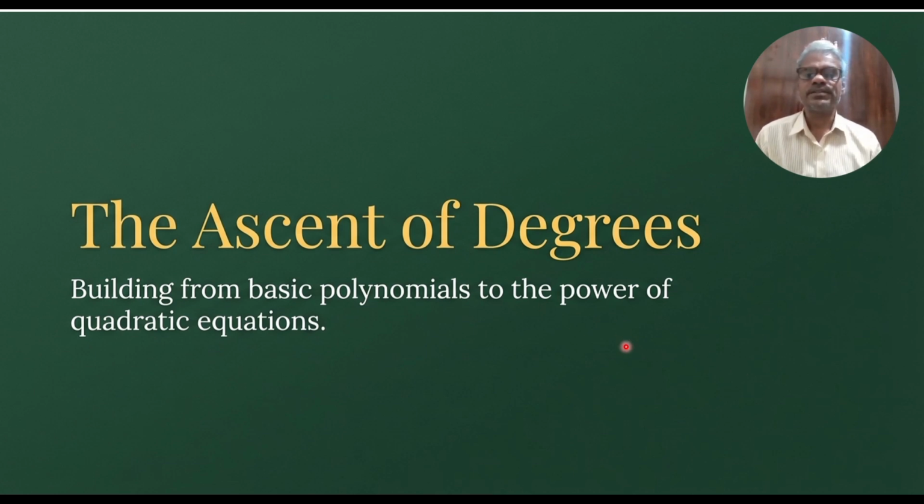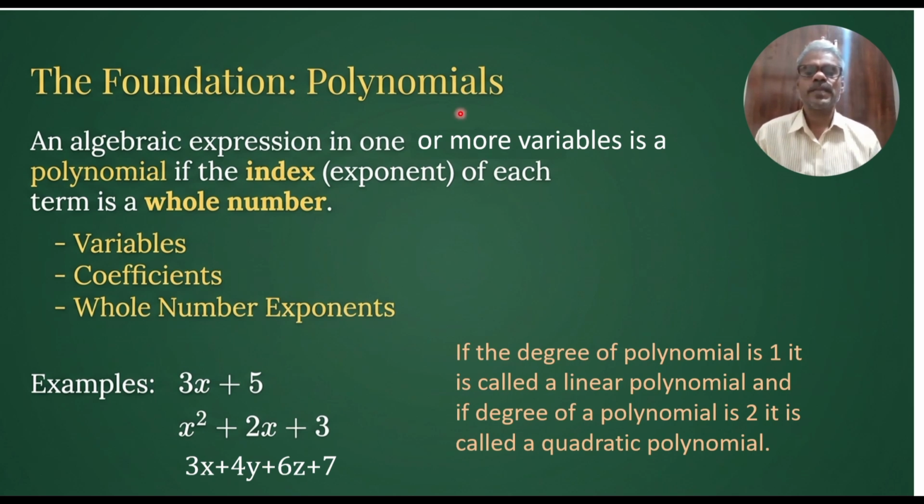The ascent of degrees, building from basic polynomials to the power of quadratic equations. The foundation of polynomials. An algebraic expression in one or more variables is a polynomial if the index, exponent, or power of each term is a whole number. Read it again: an algebraic expression in one or more variables is a polynomial if the index of each term is a whole number.